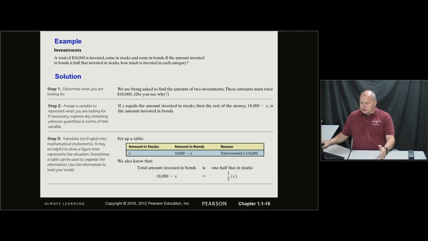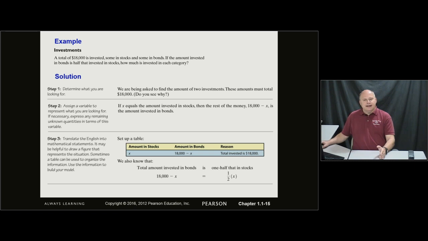All right, so let's translate this into a problem here. Let's look at the table. So the amount invested in stocks was X. The amount invested in the bonds is 18,000 minus X. The total has to be $18,000.